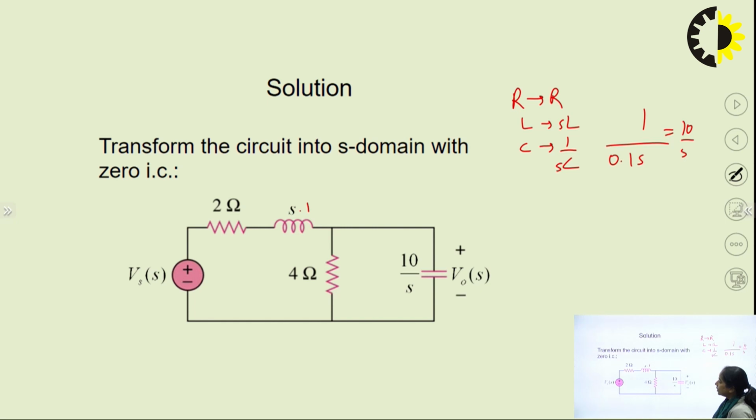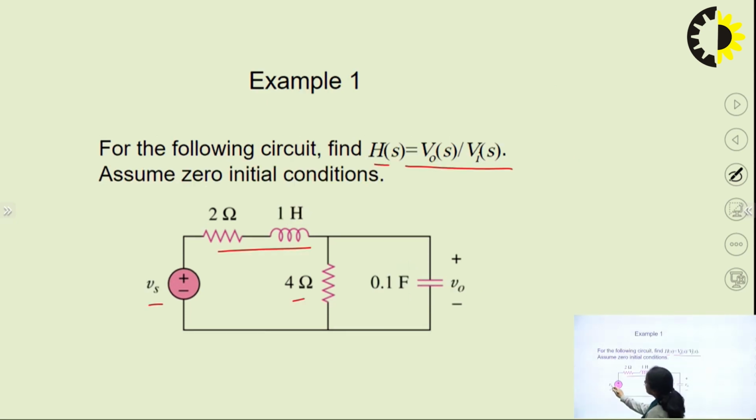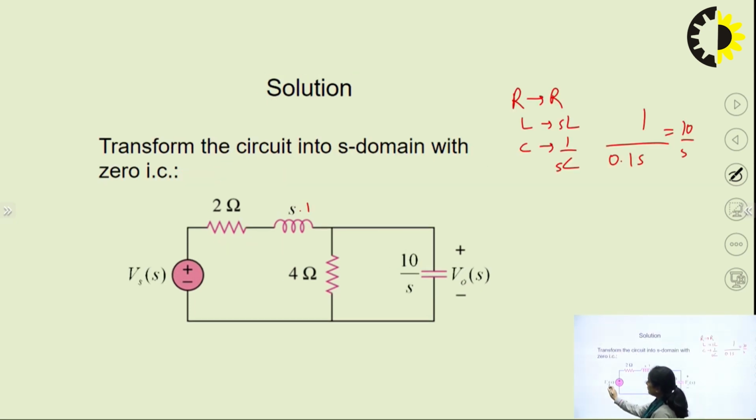Vs will be the Laplace transform of this, which is written, and this is the Laplace transform of output. Now, we can easily apply KCL, KVL and find out the relation between V naught and Vs.